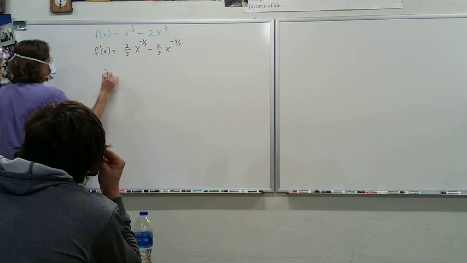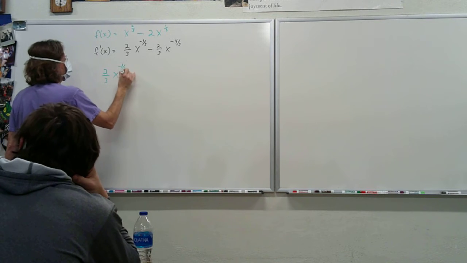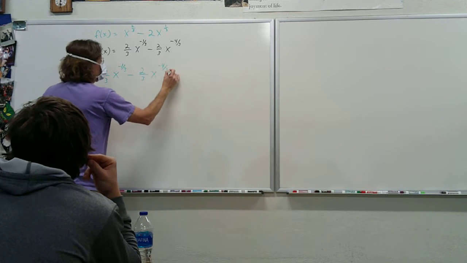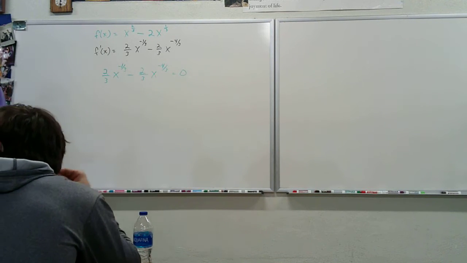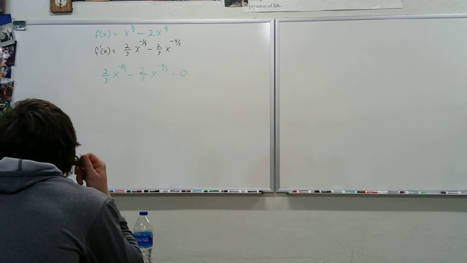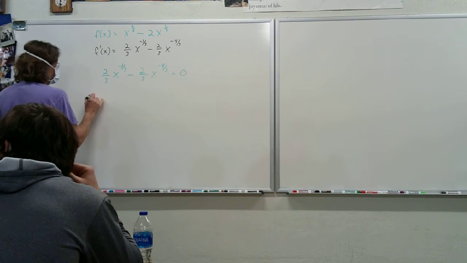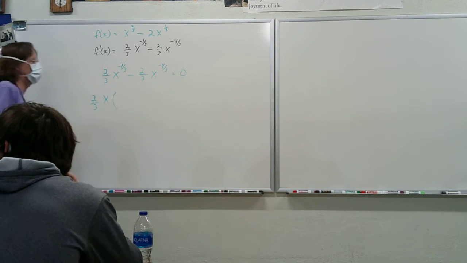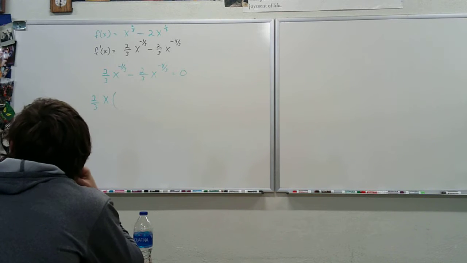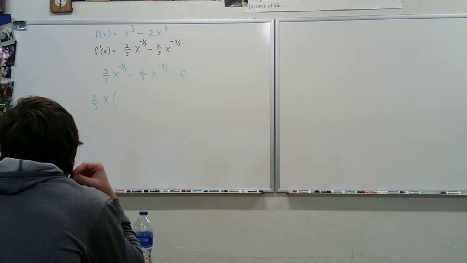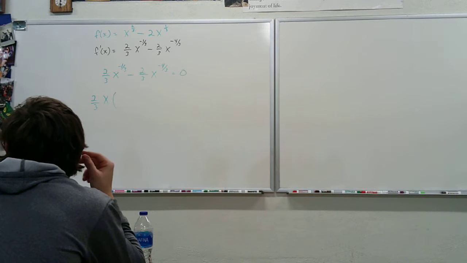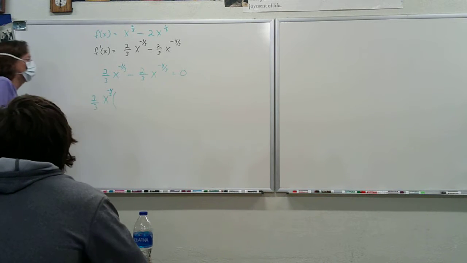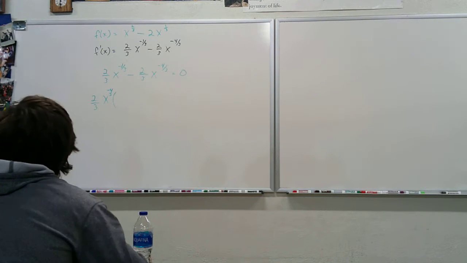But here we go. 2/3 x^(-1/3) minus 2/3 x^(-4/3) equals 0. You must be able to factor it. And I know everyone here knows that you factor out 2/3. Don't throw it away. What power of x are you going to factor out? Negative 1/3? Negative 4/3? Yeah, you always factor out the lowest power of x.